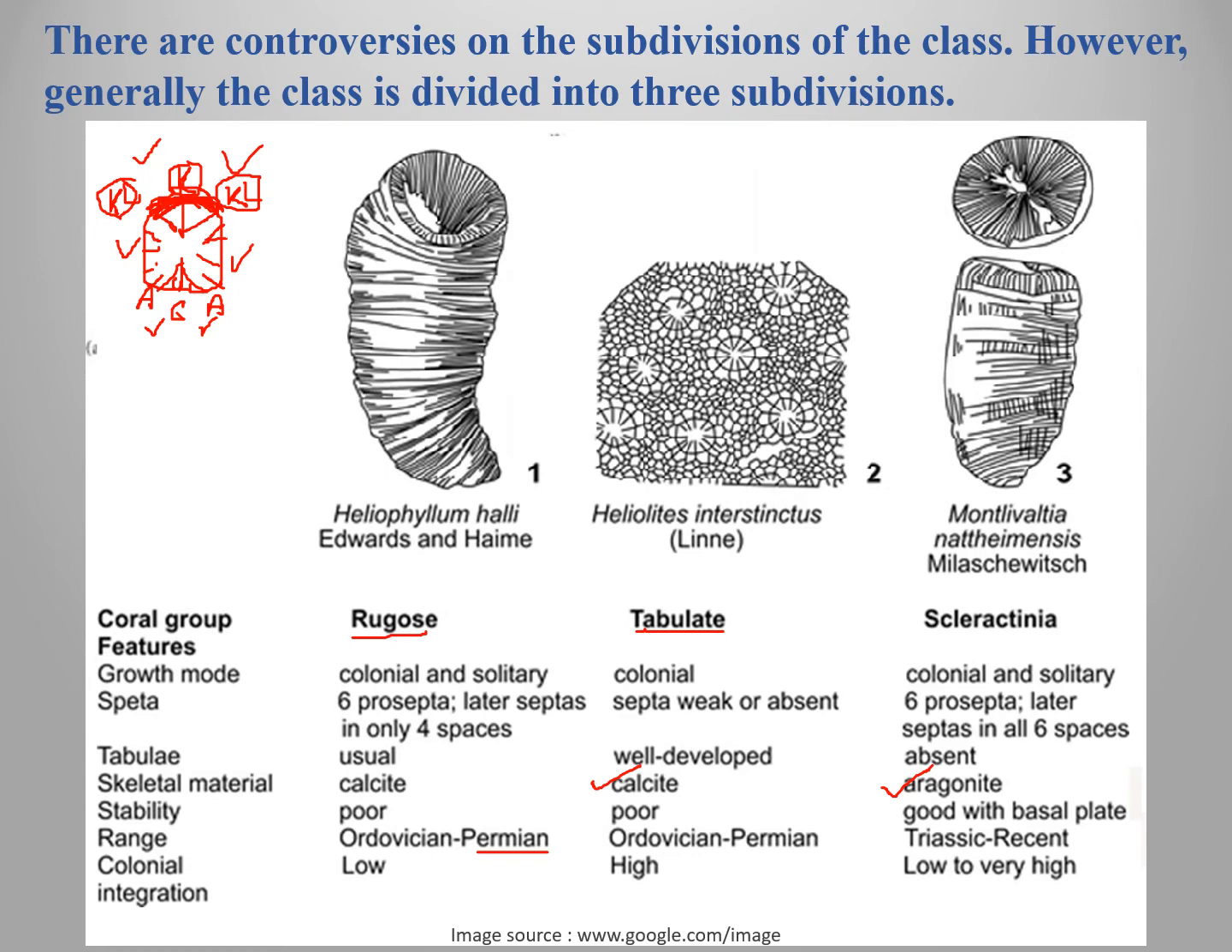In this type of corals, tabulae are absent. There are no tabulae, no horizontal structures. Dissepiments are found only in a very small way. So these are the main distinguishing features, and we also found that they have distinctly different time ranges. There is no overlap, and they have different occurrences. Depending on that, these three broad subdivisions of corals are made, and it is followed nowadays.